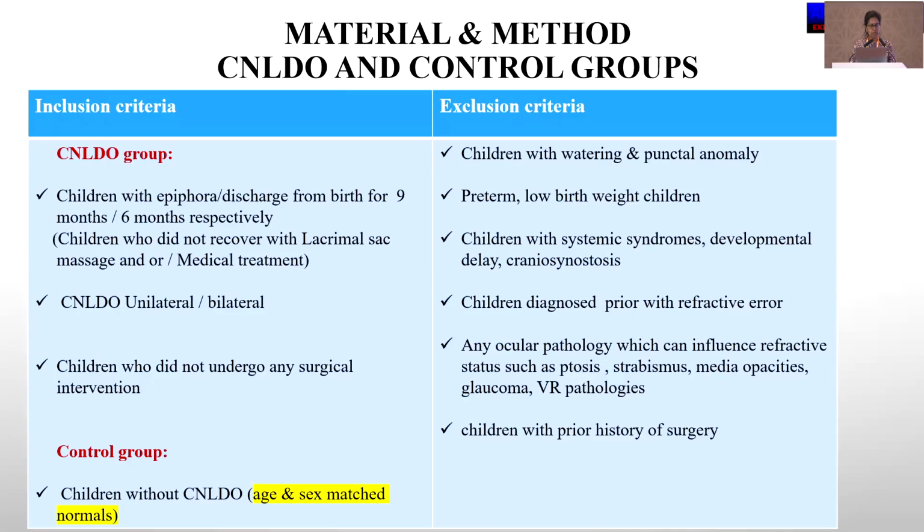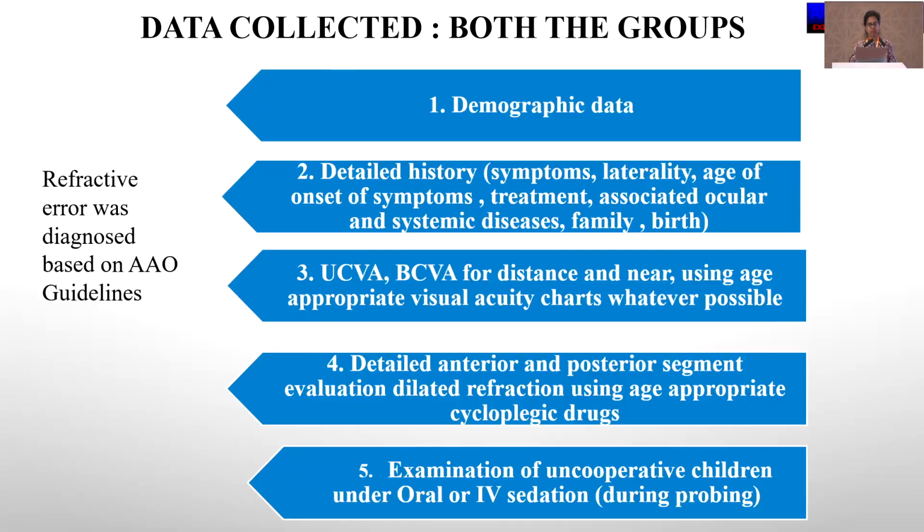In the control group, these were normal children, age and sex matched. We excluded children with watering and punctal anomaly, preterm and low birth weight children, and those with associated systemic and other ocular pathology. A prior history of surgery was also excluded. All these children underwent a detailed examination, and I want to emphasize that they underwent a basic refraction after being given an age-appropriate cycloplegic drug. Uncooperative children were examined under oral or IV sedation during the time of probing, and refractive error was diagnosed based on American Academy guidelines.